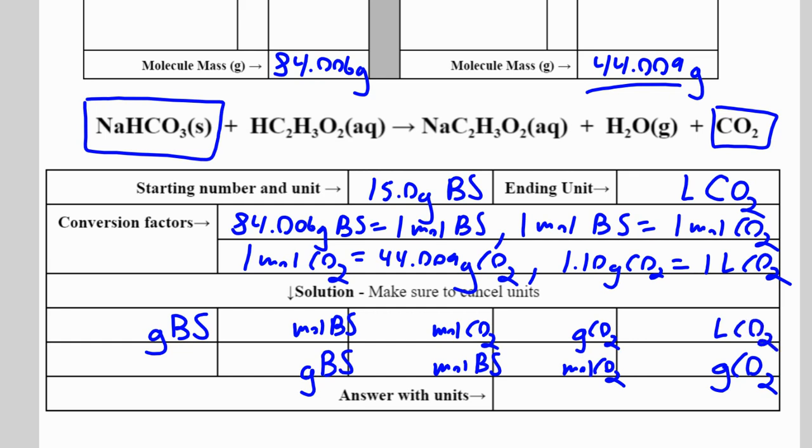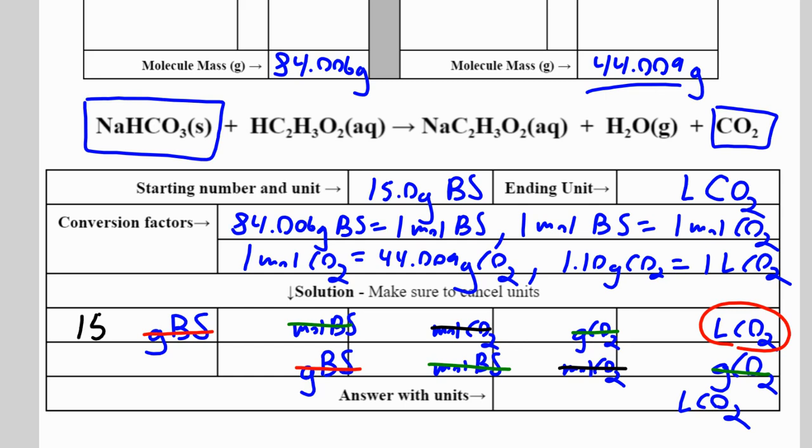So now you can go through here and cancel things out. Make sure you end up with the right units. Make sure that you're actually able to cancel stuff out. And this leaves us with liters of CO2, which was the goal. So now we just have to plug numbers in and do the math.